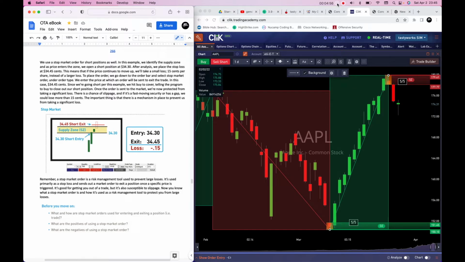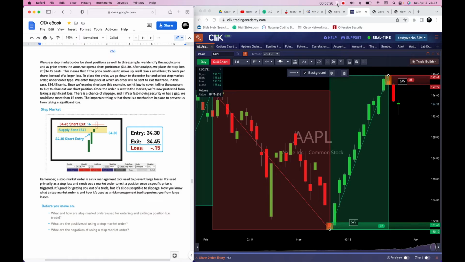Remember, a stop market order is a risk management tool used to prevent large losses. It's used primarily as a stop loss and sends out a market order to exit a position once a specific price is triggered. It's good for getting you out of a trade, but it's also susceptible to slippage.